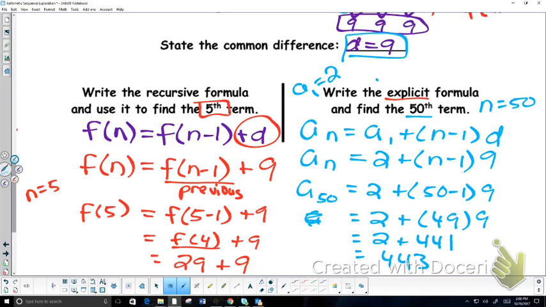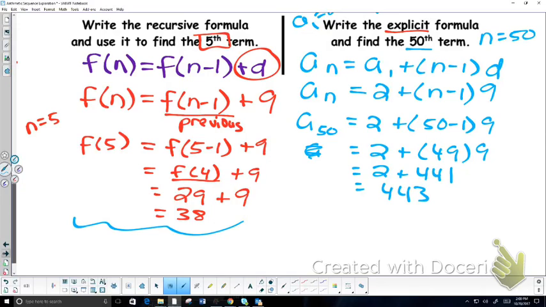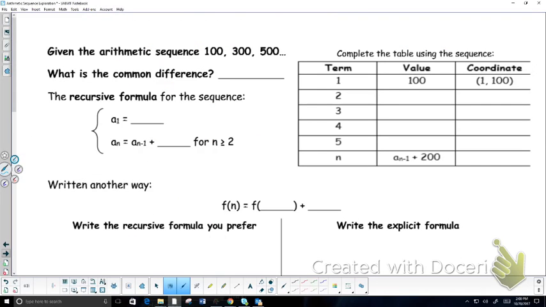So those are our two arithmetic sequence formulas. One could be a whole lot of work. The other one, you could find any particular term relatively easily. So now let's look at, given this sequence. So this is an arithmetic sequence. If it's arithmetic, that tells me that it's changing by the same thing over and over again. To go from 100 to 300 is 200. To go from 300 to 500 is 200. So the common difference is 200.